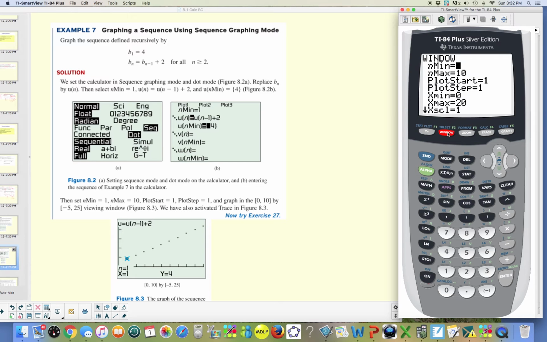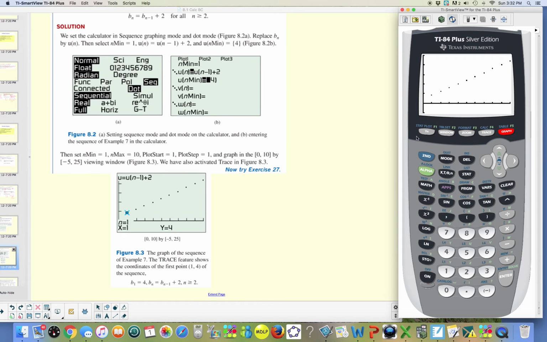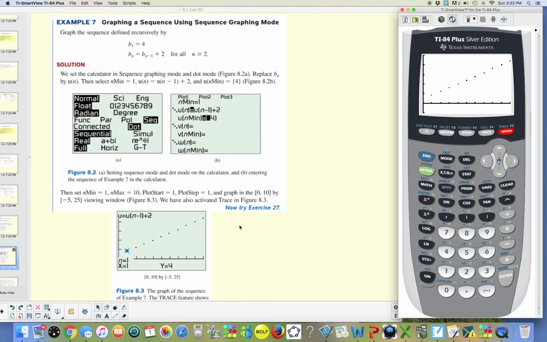I'm going to change the window to the suggestion that they have there, and it wants us to go to x is 0 to 10, and then our y is going to be -5 to 25, with a factor of 5. And let's graph. You can see that it is a sequence, a series of numbers that, when they graph without bound, seem to increase.